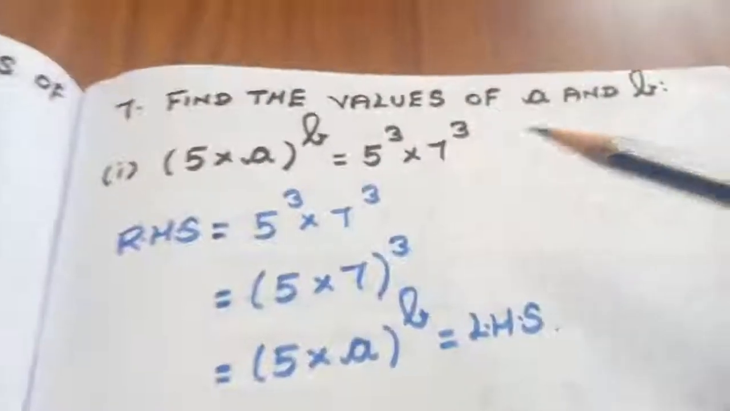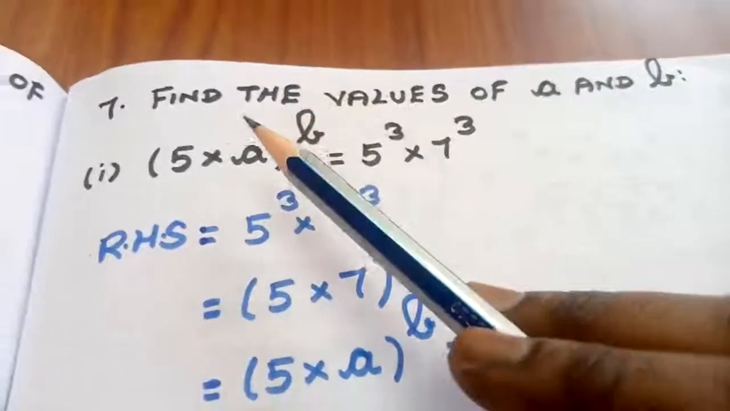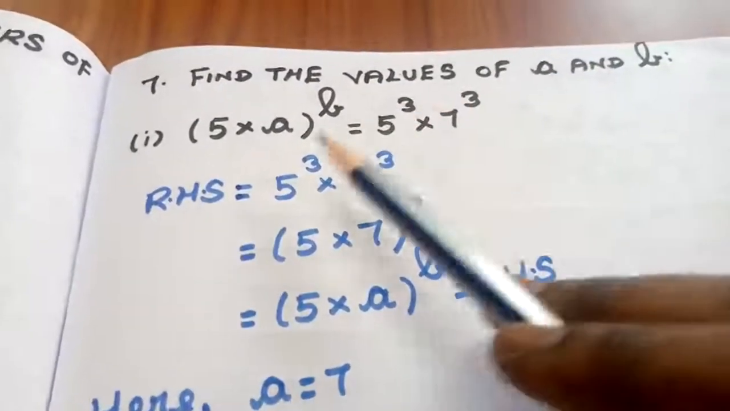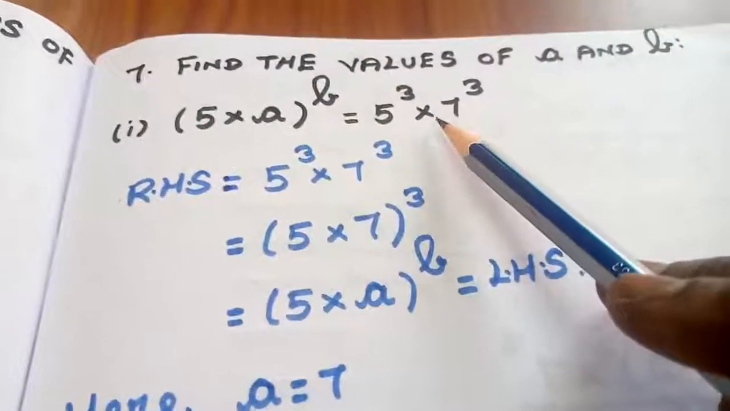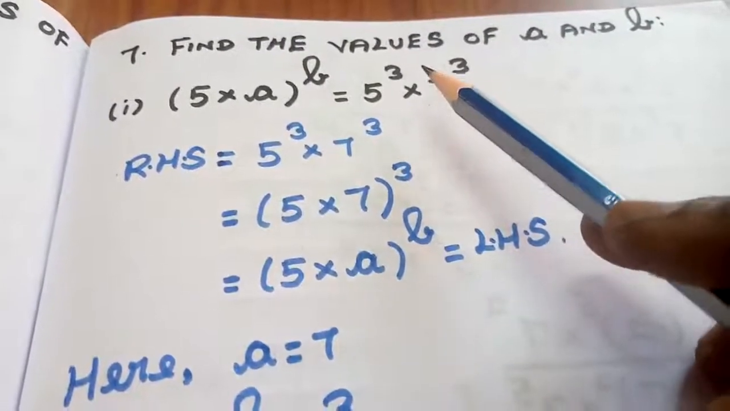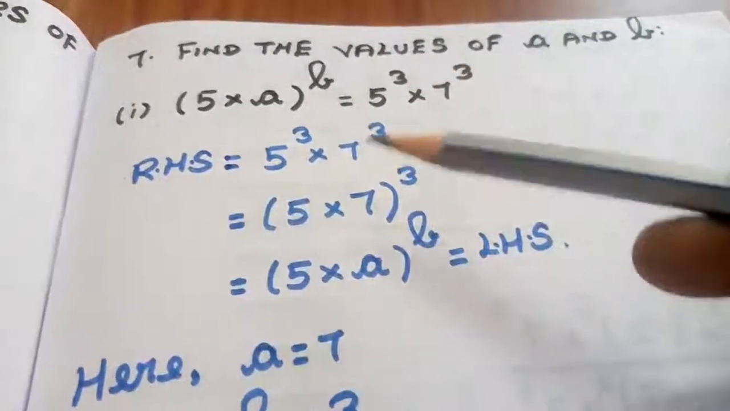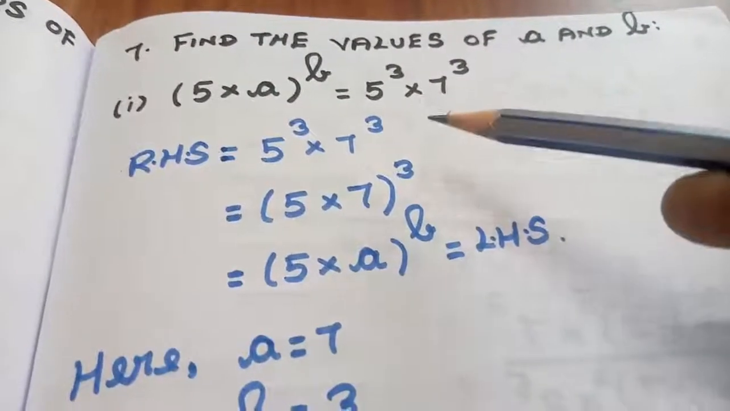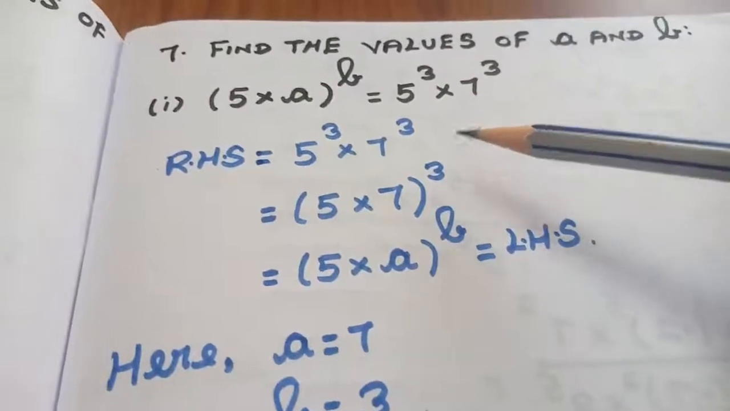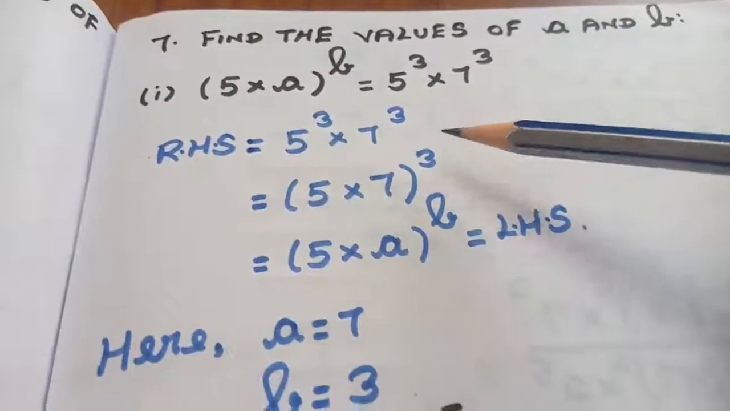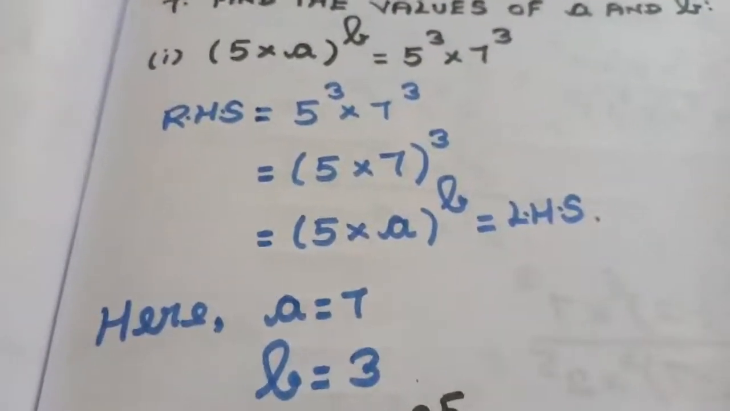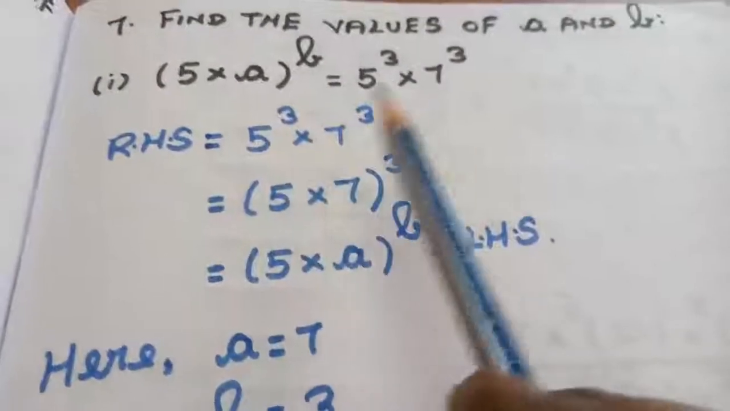Coming to question number 7, find the values of A and B. Left hand side and right hand side, they have given you the values. You are going to calculate in any way. You can take left hand side equal to right hand side, or simultaneously you can calculate left hand side and right hand side. But the concept here is you are going to find the value of A and B. It can be done in any way, but the method of doing the sum must be in a correct concept.